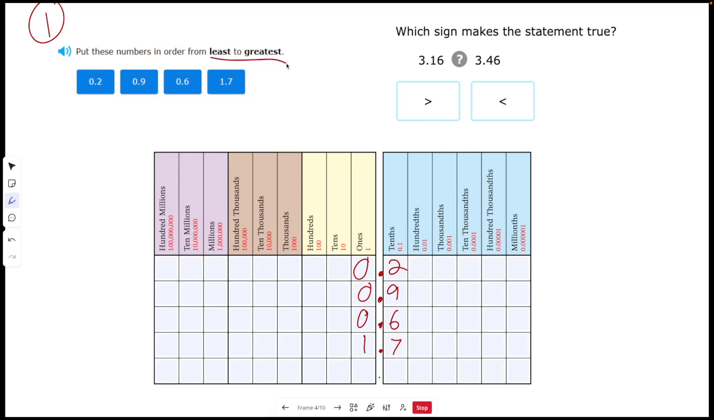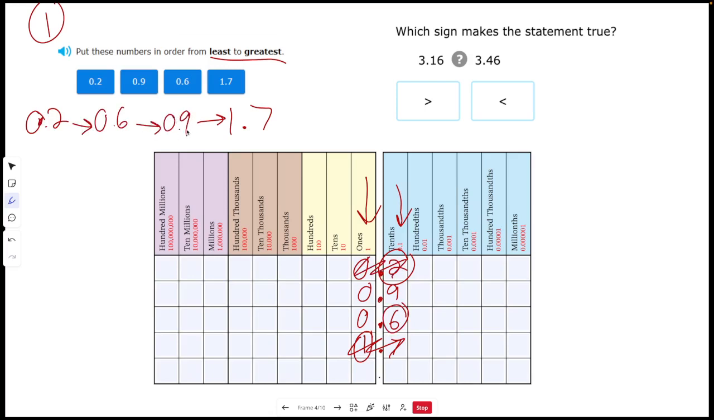So the biggest number in the ones column is the 1. So this is actually our biggest number, 1.7. That should go at the end of our list. Cross it off. The rest of them are zeros, so now we go to the next column, the 10th position. And let's look for the smallest number. Well, the smallest number is 2. So 0.2 is our smallest number. And the next biggest number would be 6, so 0.6, 0.9, and we already did our biggest number.